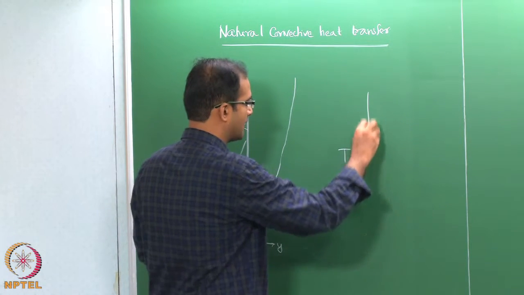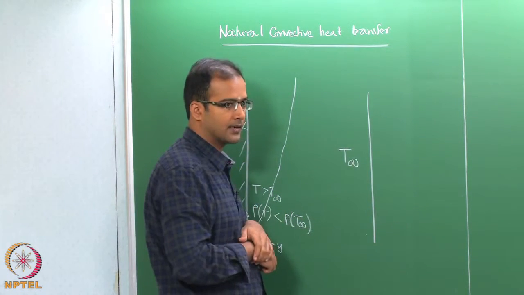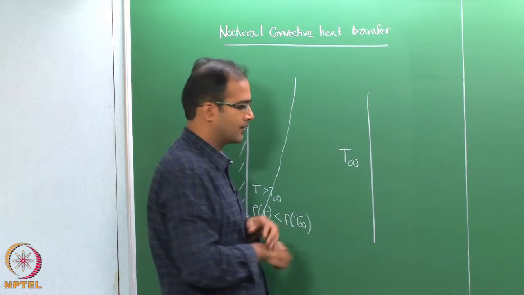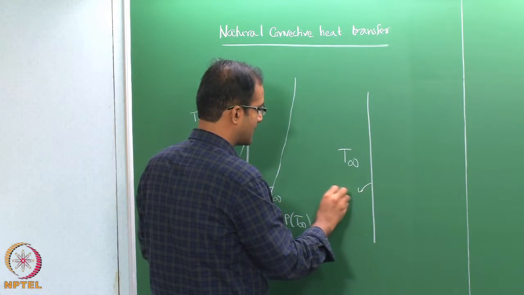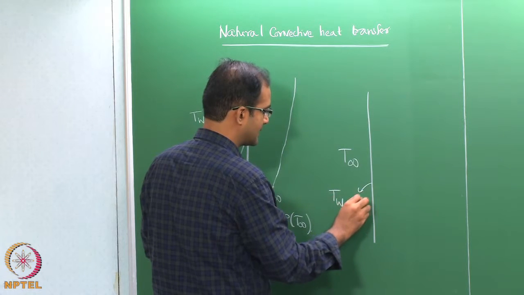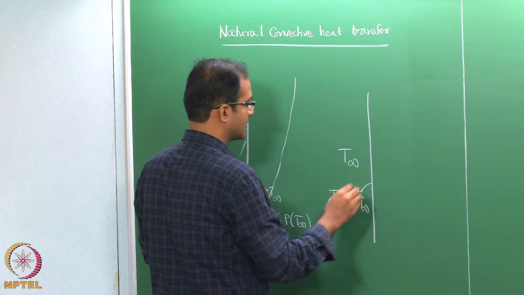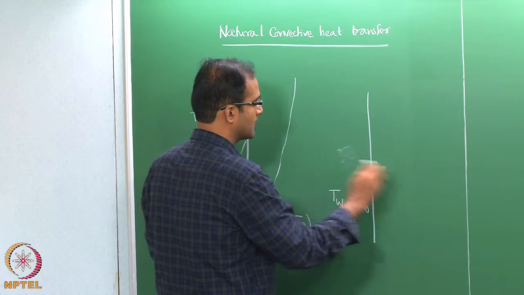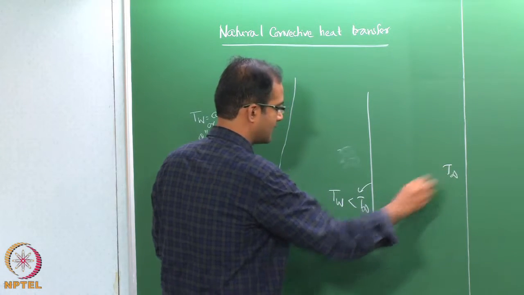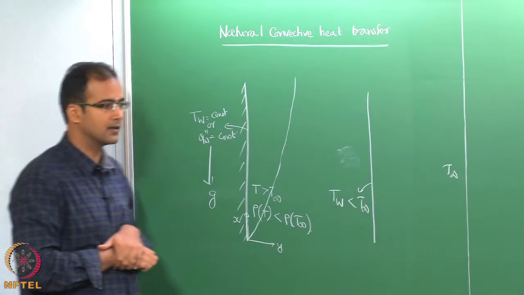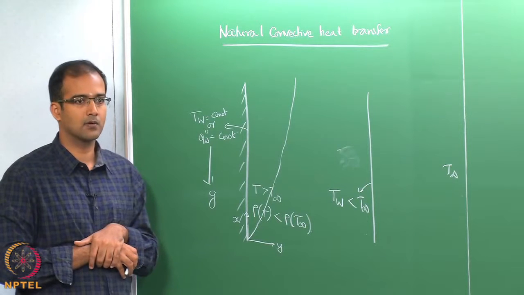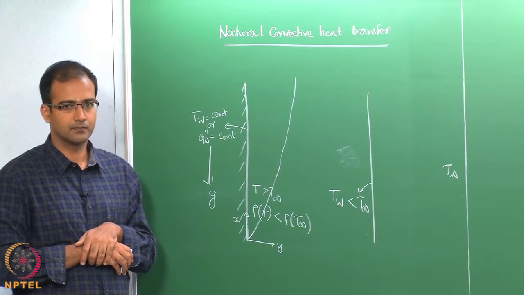Now, you can also do the same by reversing the temperature direction. That means, you can have a cold plate and you can have heated air. Suppose you have a plate where your T wall is less than T infinity. Okay. So, your T infinity is somewhere here and T wall is less than T infinity.